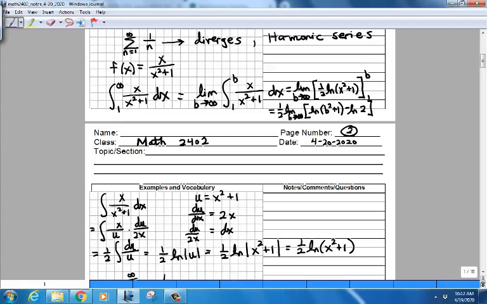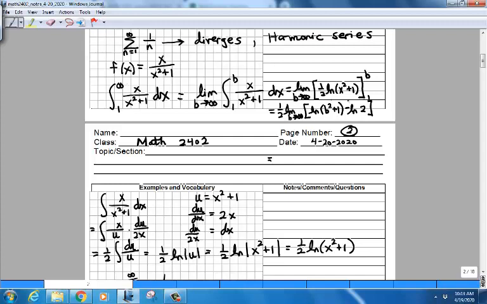Well, as b goes to infinity, the natural log of b squared plus 1 is going to be getting larger and larger, okay? So this is going to be getting infinitely large, and natural log of 2, of course, is whatever it is. It's natural log of 2. It's not a very large number. It's a little bit less than 1, I think, okay?